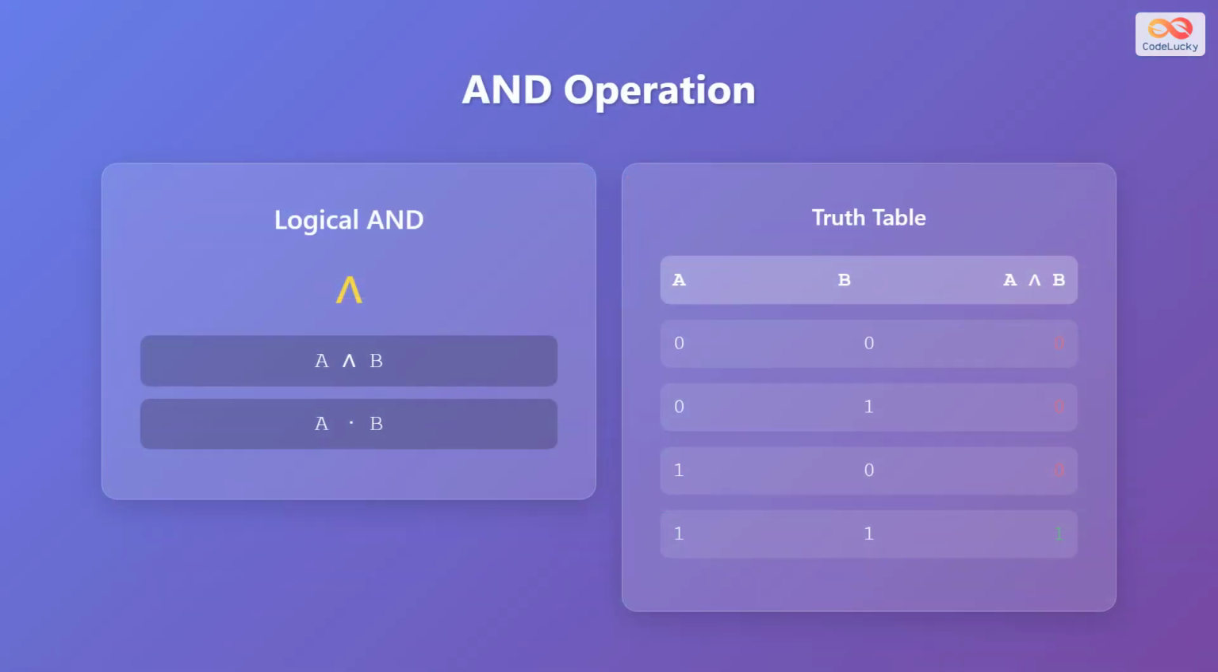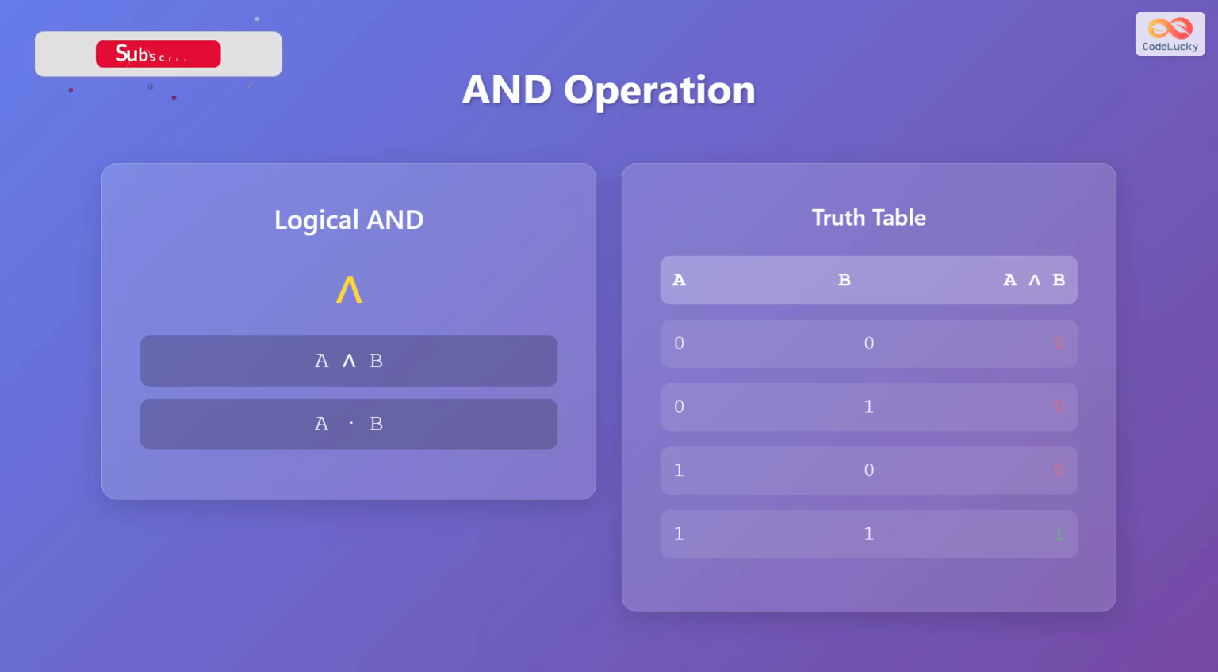Now, let's explore the fundamental operations in Boolean algebra, starting with the AND operation. The AND operation, also known as logical AND, is a binary operation, meaning it operates on two inputs. The symbol used to represent the AND operation is an upside-down V, or simply a dot. So A and B can be written as A ∧ B, or A · B.